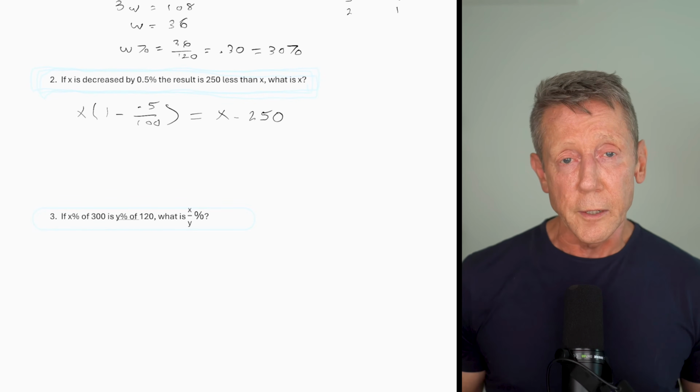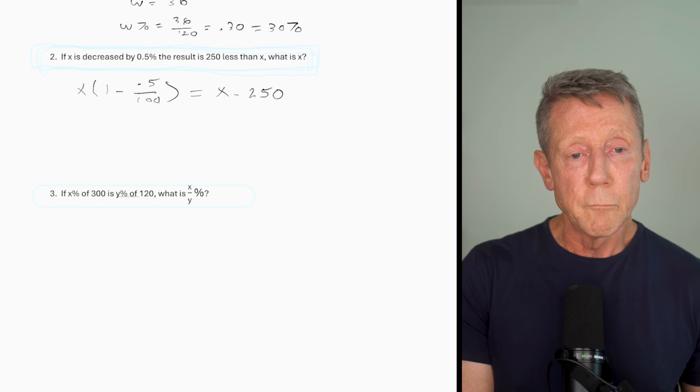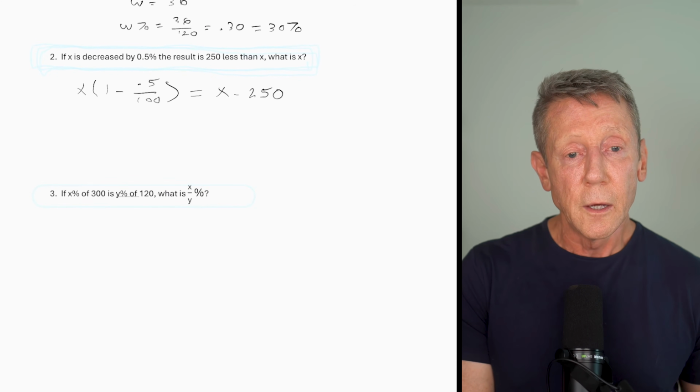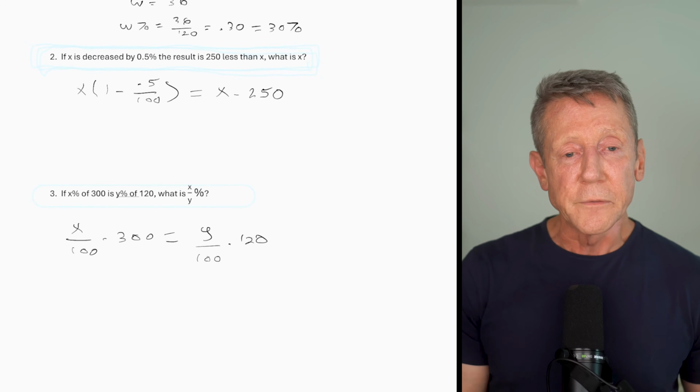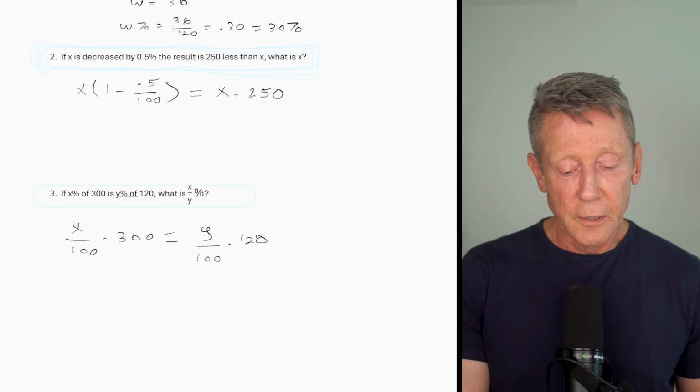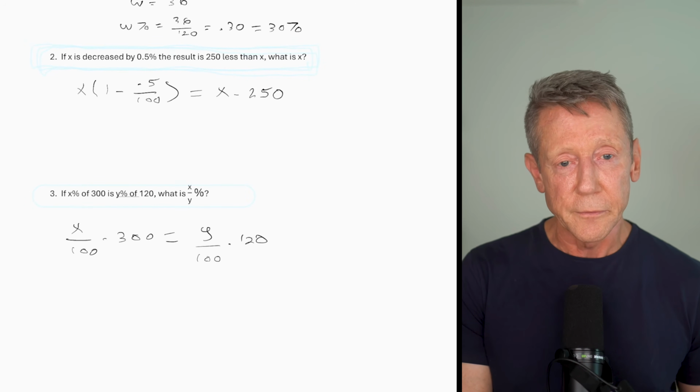Let's just go ahead and set it up and see how it plays out. So I'm going to write X percent of 300 equals Y percent of 120. In this case, I'm going to go ahead and simplify what I have. So I'm going to divide the left side. I'm going to divide 300 by 100. I get 3.